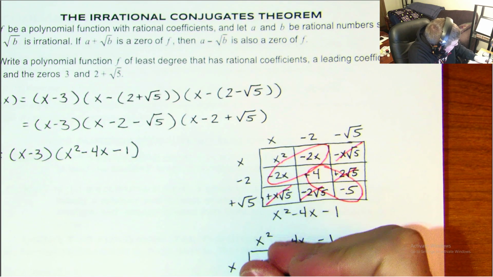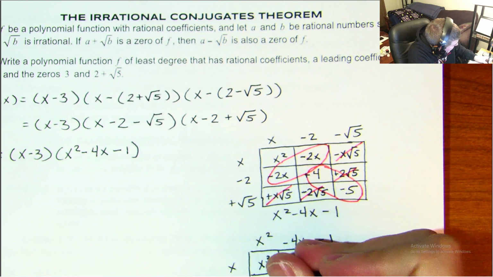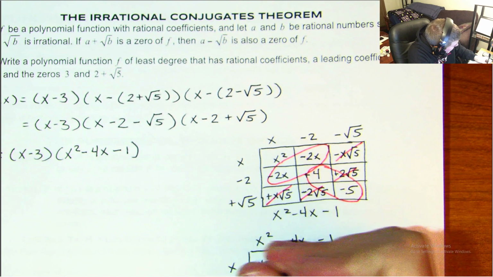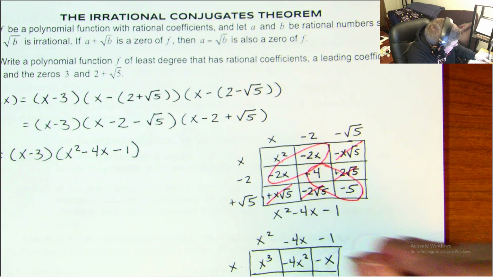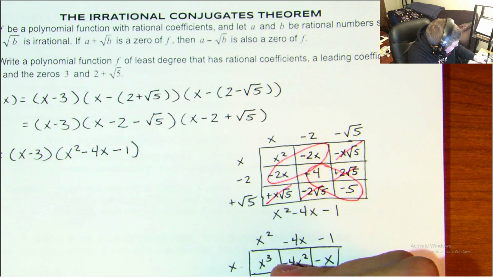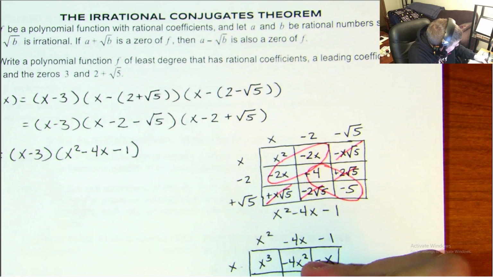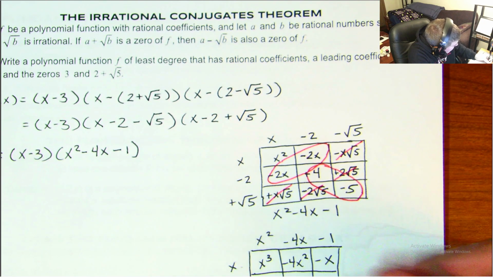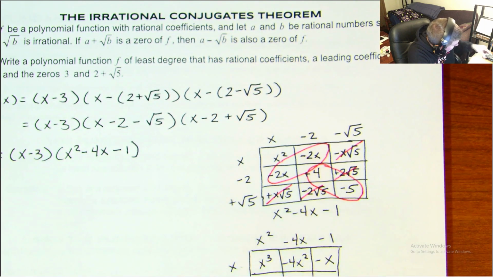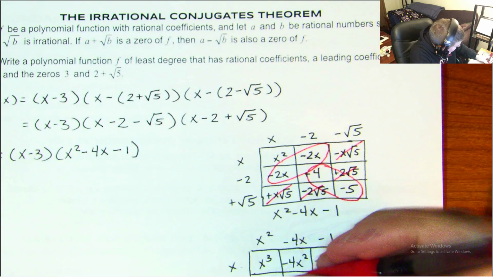x times x is x cubed. x times negative 4x is negative 4x squared. x times negative 1 is negative x. Negative 3 times x squared is negative 3x squared. Negative 3 times negative 4 is positive 12x. Negative 3 times negative 1 is positive 3. Okay, this one I have like terms here and here.